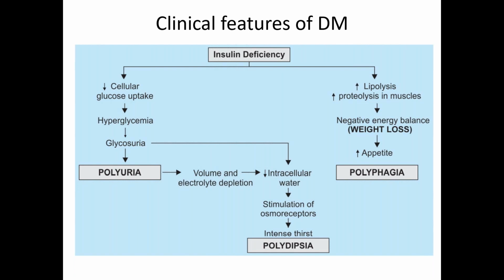And in the absence of glucose utilization, fat deposits in the adipose tissue and proteins are degraded. There is lipolysis and proteolysis in the muscles. So this will lead to negative nitrogen balance, weight loss, and that stimulates appetite, that is polyphagia. So these are the pathophysiological causes of the clinical symptoms.